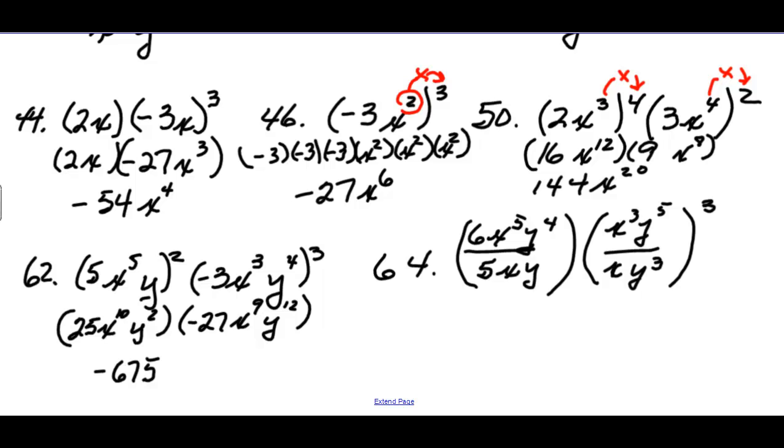But looking at the x terms, I've got x to the 10th, x to the 9th. Add those together and I get x to the 19th. Y squared, y to the 12th, gives me y to the 14th.